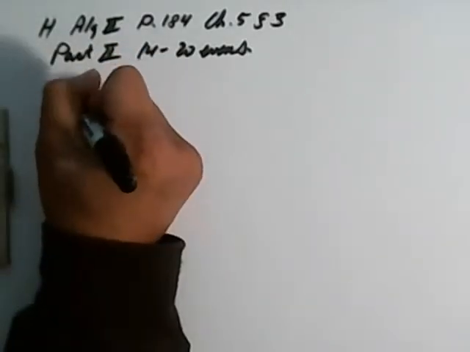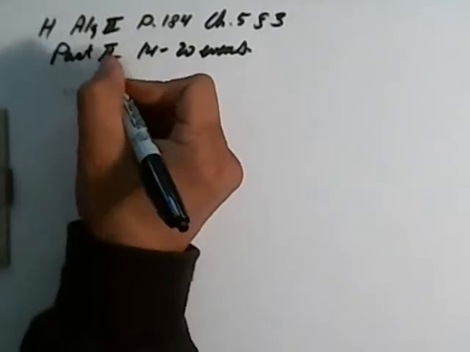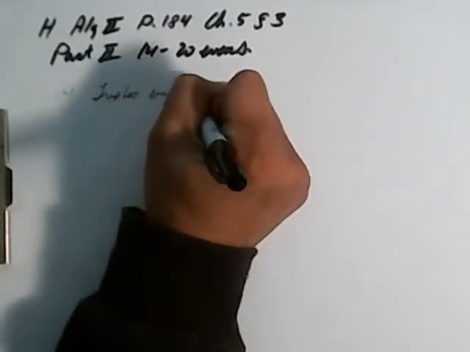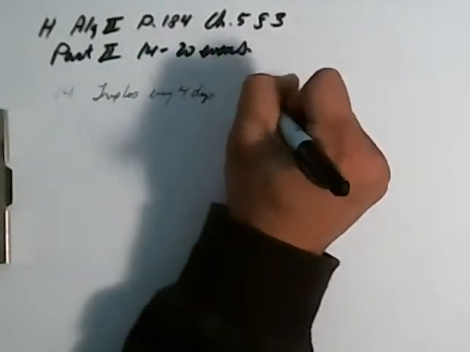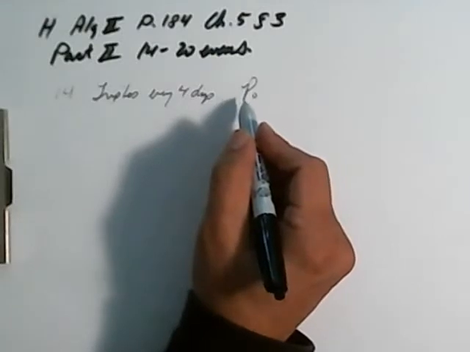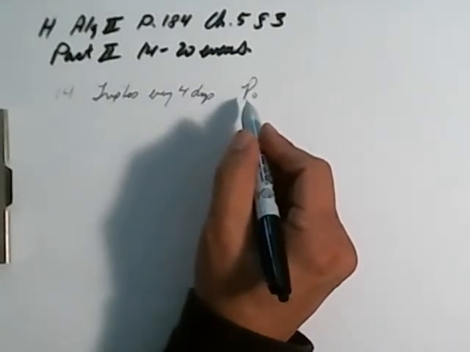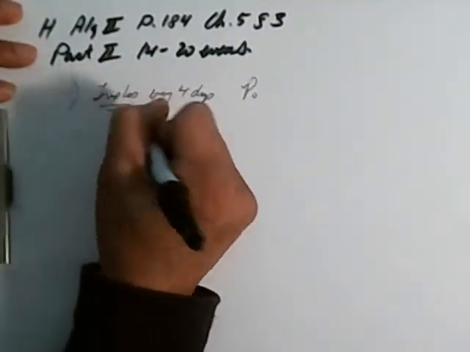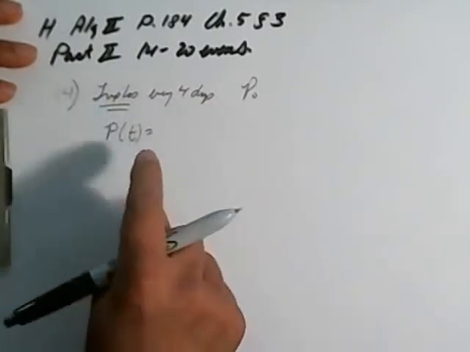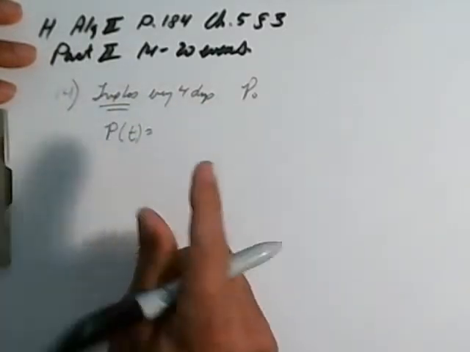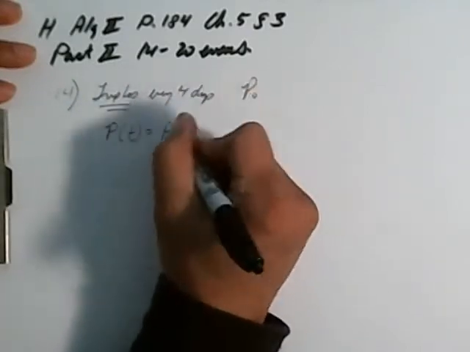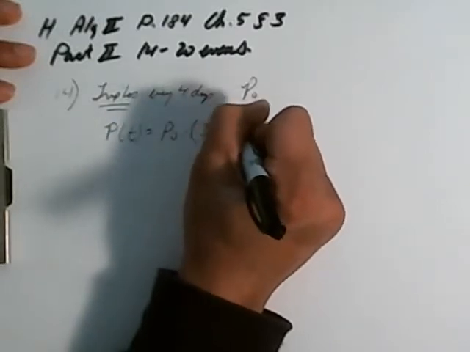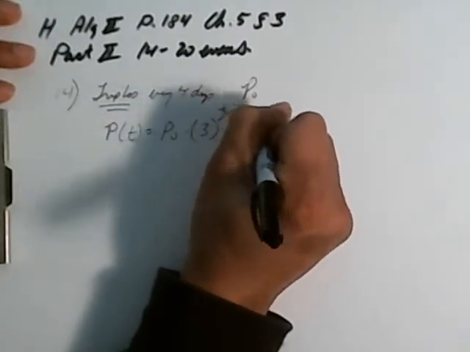Number 14 says something like this. A bacteria triples every 4 days. The population is P naught. P naught is the initial amount. What will be the population P of t after t days? So the function is going to look something like this. Because it triples, the population as a function of time t is equal to P naught, which we don't know, times, instead of 2, it's going to be 3 to the t over the half-life, which is 4 days.